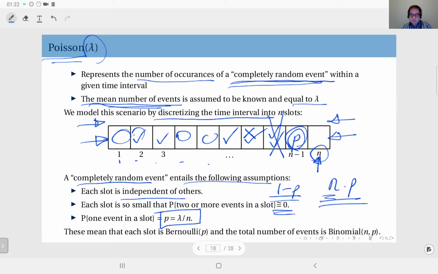And the number of total events is what? I have n Bernoulli p trials here, and as I said, they are independent. Therefore, the number of total events in this entire interval is the sum of each of these Bernoulli trials, the sum of n independent Bernoulli p trials. But we know what this is. That's a binomial n, p random variable.